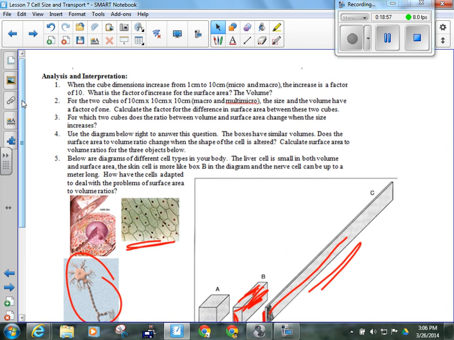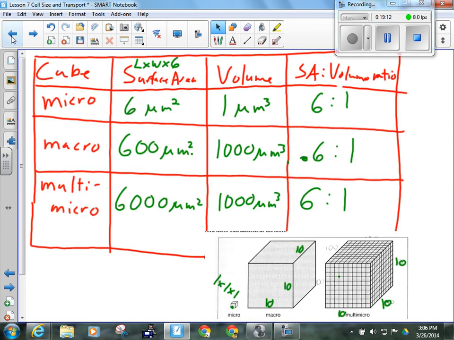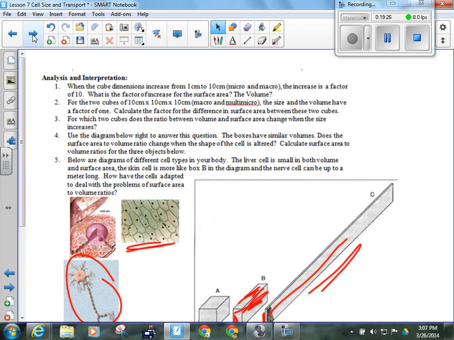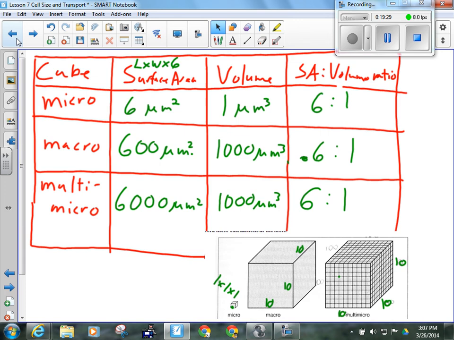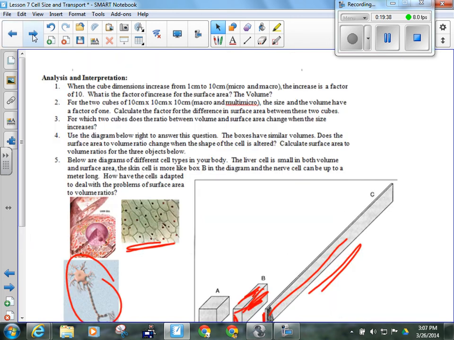All right, so for 1, 2, and 3, it's basically tell me about some stuff that's from your chart. For number 1, it says when the cube dimensions go from 1 to 10, that's from micro to macro, the increase is a factor of 10. But how many times greater does the surface area get? So what you got to do is go, all right, well, the surface area of macro is 600. The surface area of micro is 6. How many times greater is that? Put that in. That's what that one's asking. I'm not going to give you that answer, but I think you can figure it out. And then it asks the same thing for the volume. The volume of micro was 1. The volume of macro was 1,000. How many times bigger is that? That's what that question is asking.